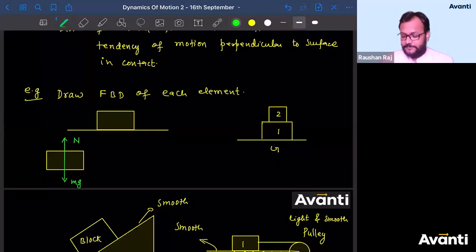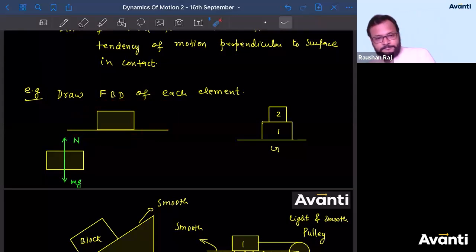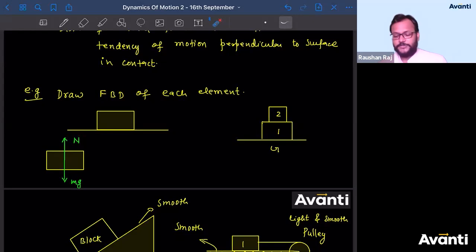Guys, let me know, will there be any other force that will act on this block? No. We are not talking about electrostatic force. We are not talking about magnetic force. We are not talking about any other force. Okay? So these are the two forces that will act on the block.